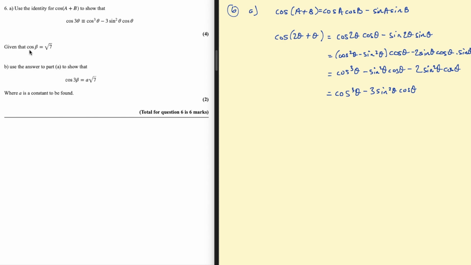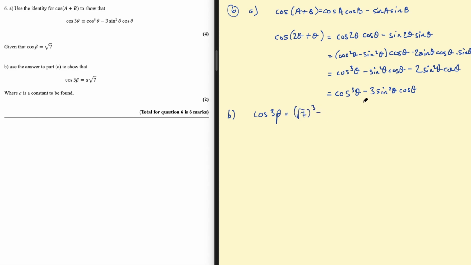Part B says, given that cosine of beta equals the square root of 7, use the answer to part A to show that cosine of 3 beta equals a root 7, where a is a constant to be found. Okay, so here we just want to substitute in the square root of 7 for cosine theta. So let's say cosine of 3 beta equals cosine cubed theta would be root 7 cubed.